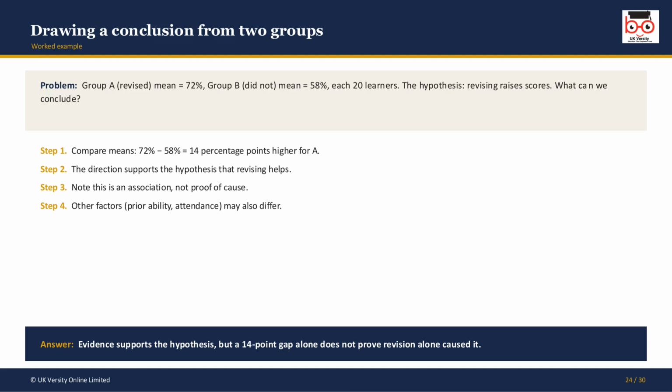Let's draw a conclusion. Group A, who revised, averaged 72%, while Group B, who didn't, averaged 58%, with 20 learners in each. The difference is 14 percentage points in A's favor, and that direction does support the hypothesis that revising helps. But we should note, it's an association, not proof of cause. Other factors like prior ability or attendance might also differ between the groups. So the evidence supports the claim without proving revision alone caused the gap.